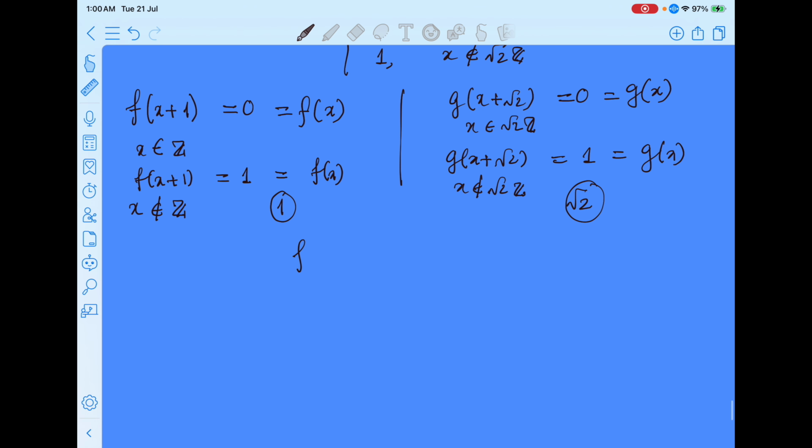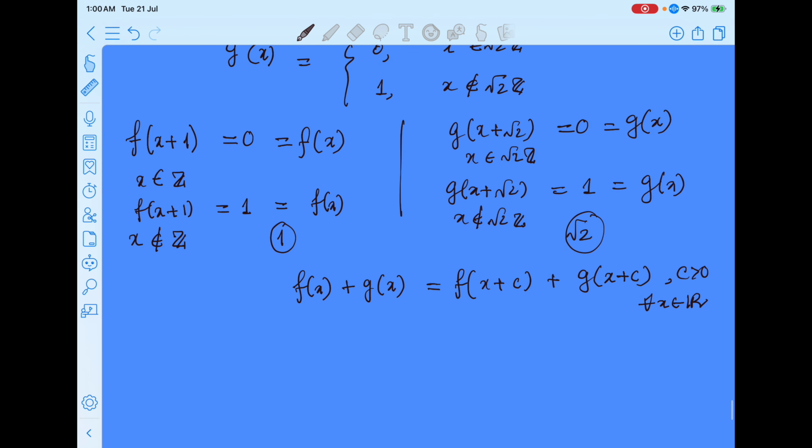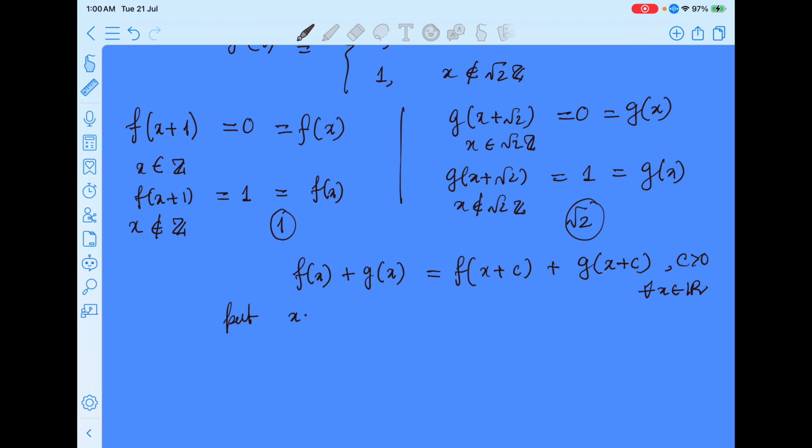So now let us just compute f(x) plus g(x). For a linear subspace we want that if f and g are periodic functions, then their addition is also a periodic function. So let's say it has period c for positive c, for all x belongs to R. Now put x equal to 0, we have f(0) plus g(0) equal to f(c) plus g(c).